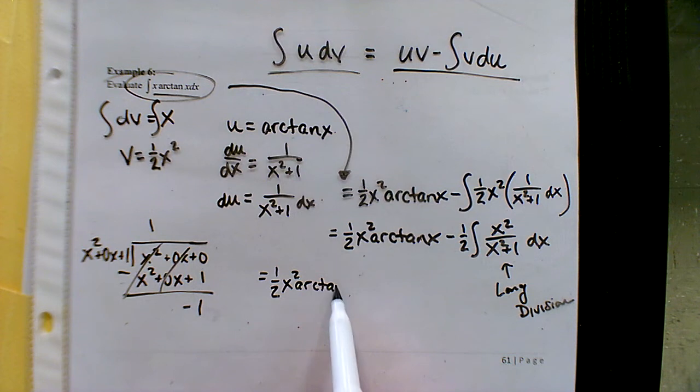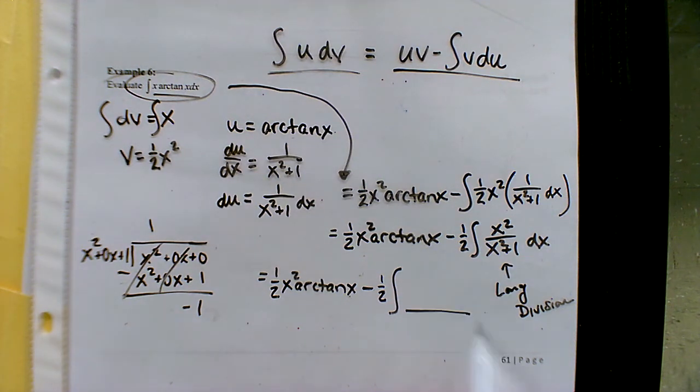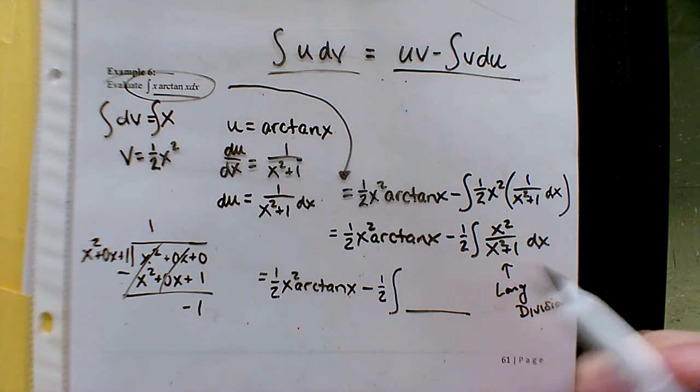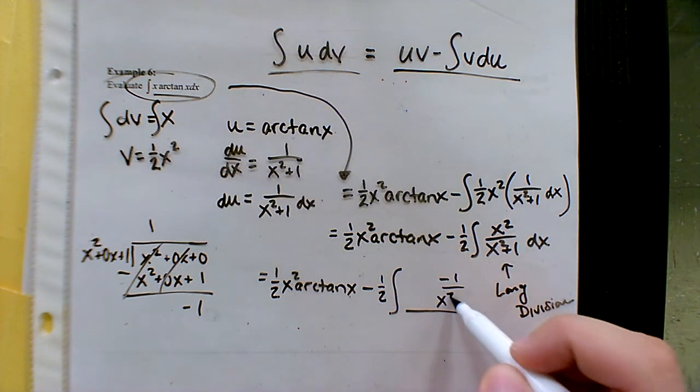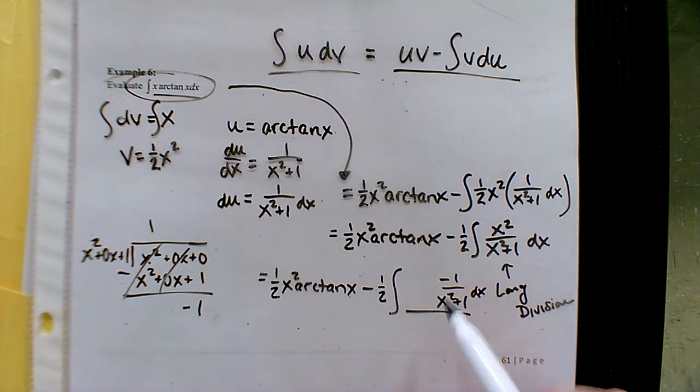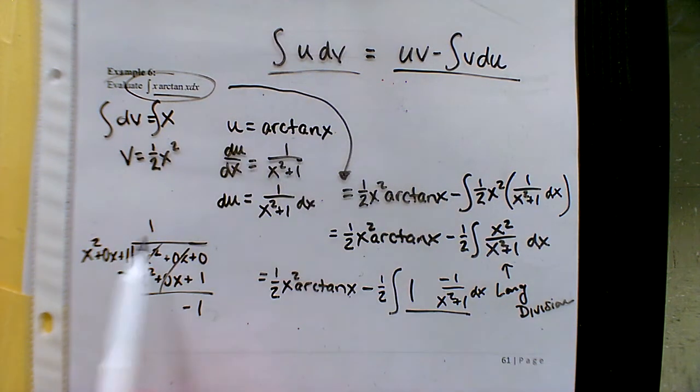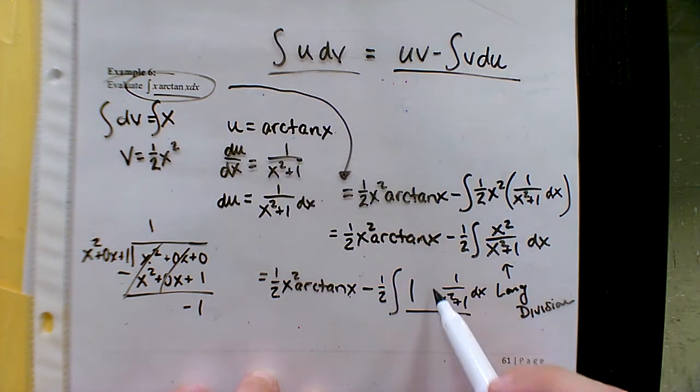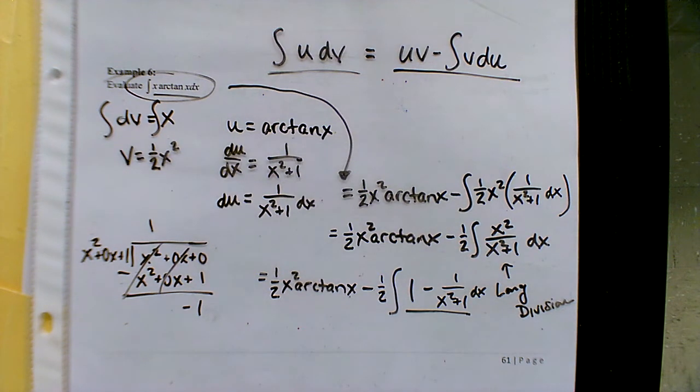So we should now be able to rewrite this integral. How might we rewrite it based off of this division? This fraction is the same as what statement? Yeah, -1 over x squared plus 1. And the quotient was 1. So you can say 1 minus 1 over x squared plus 1.